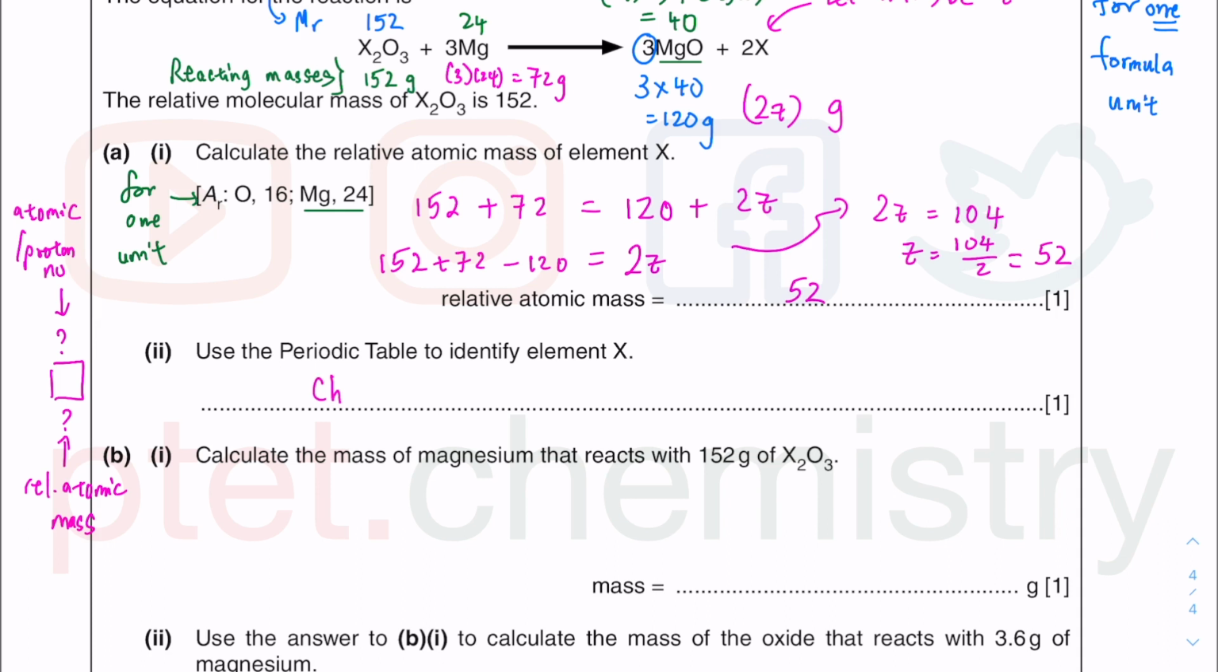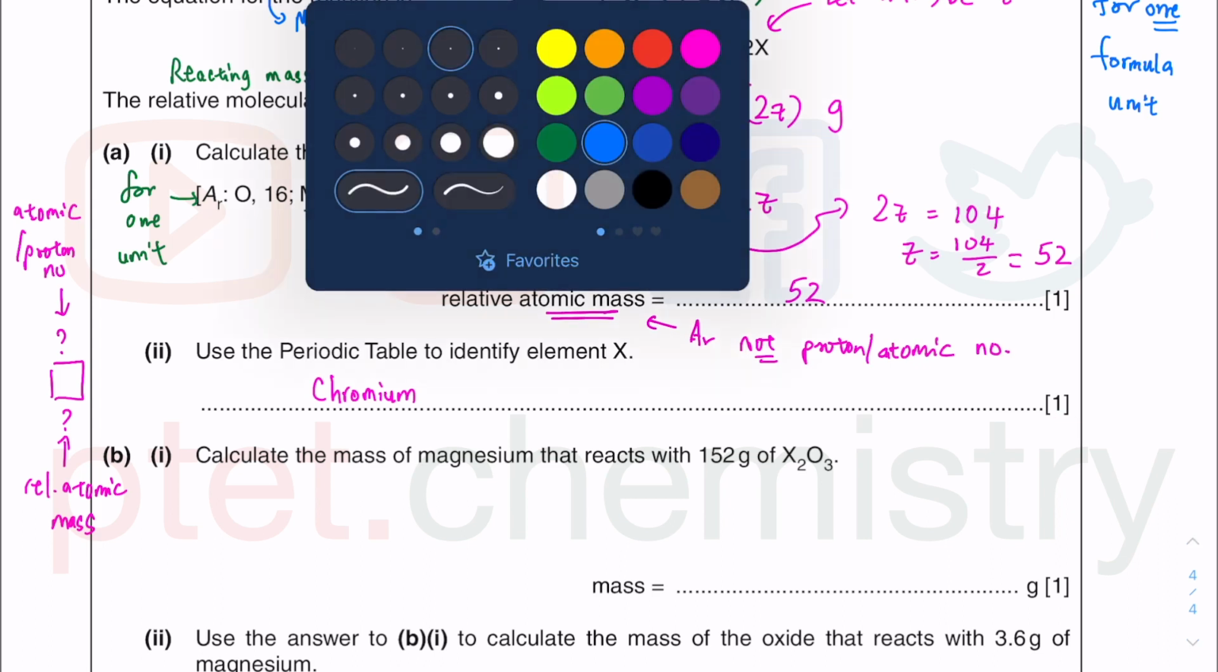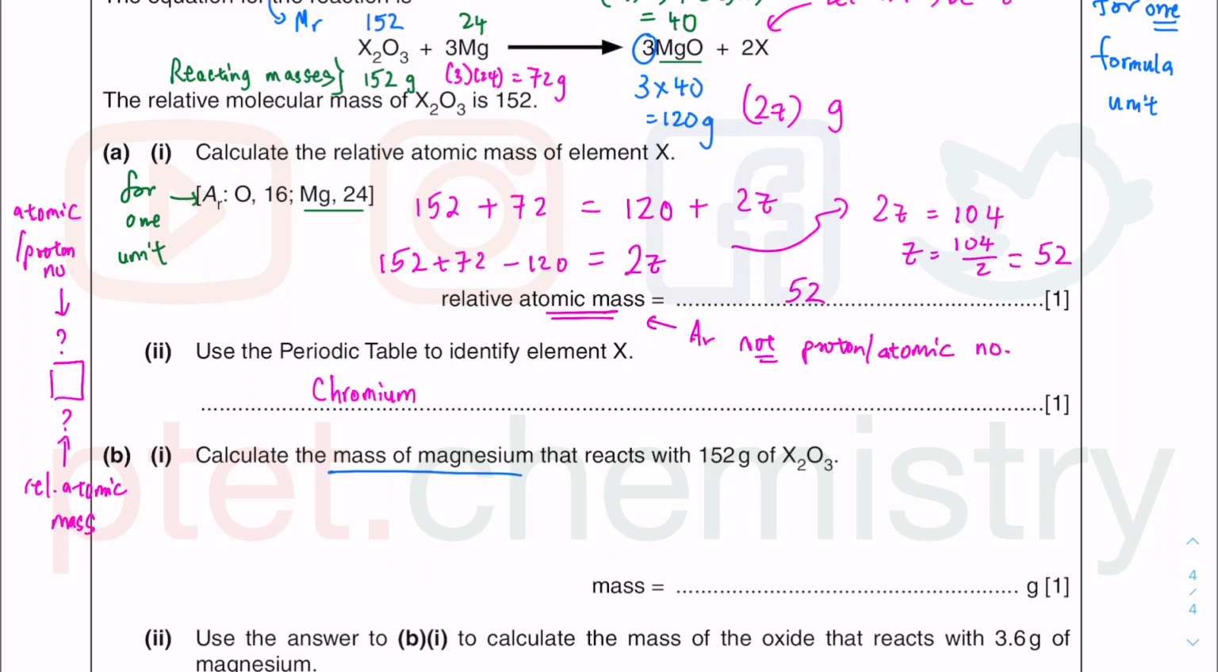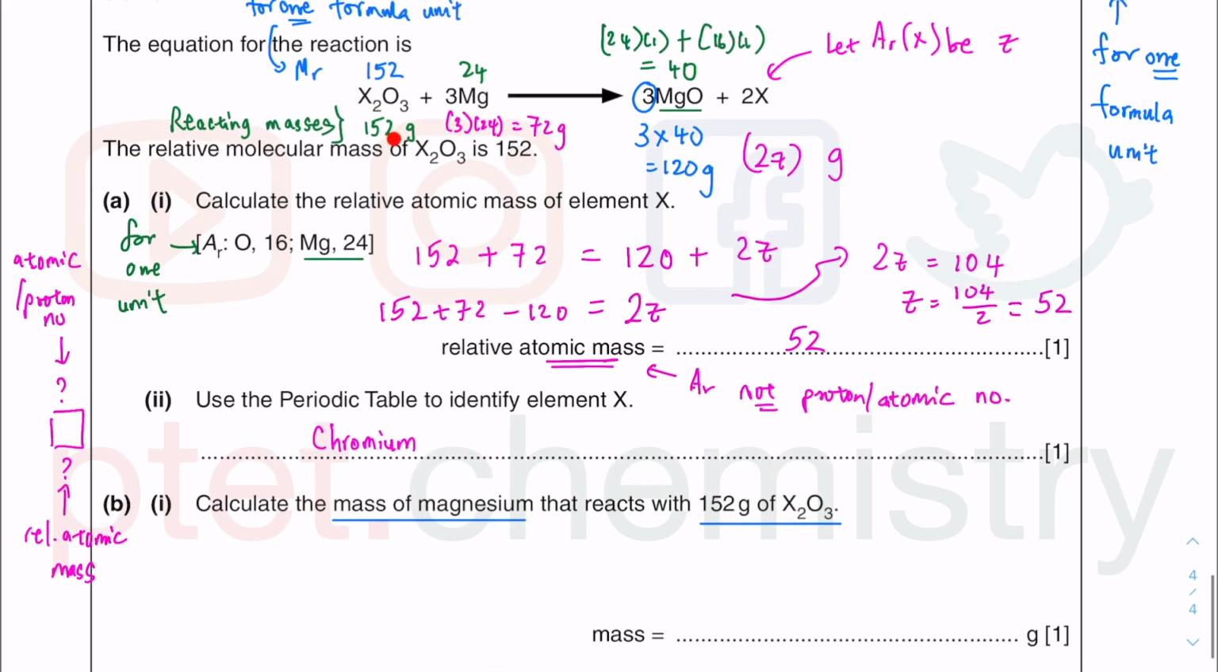Okay, so I found this from the periodic table by looking at the relative atomic mass, Ar, not the protons or atomic number. This goes back to your atomic structure topic. If you know how to read the periodic table, you get the 1 mark. Now what do we know? We want to find the mass of magnesium that reacts with 152 gram of X2O3. So the X2O3 is 152 gram. What is the mass of magnesium that will react with it?